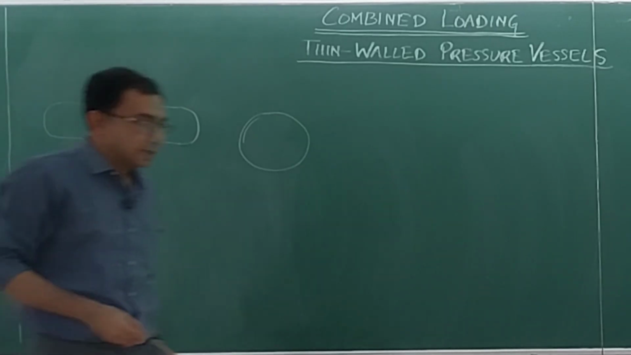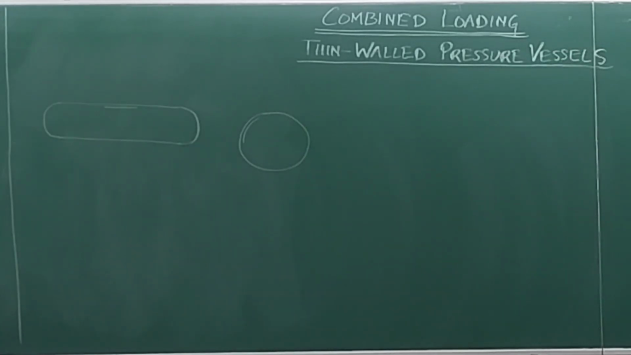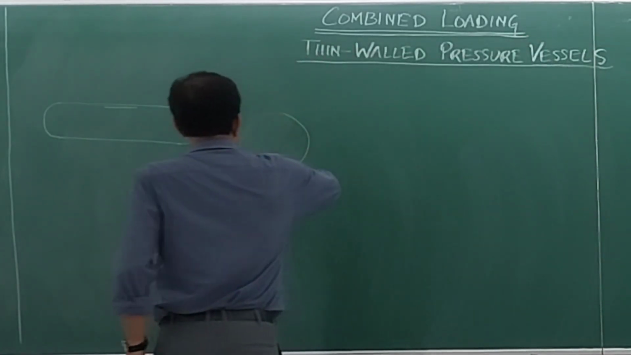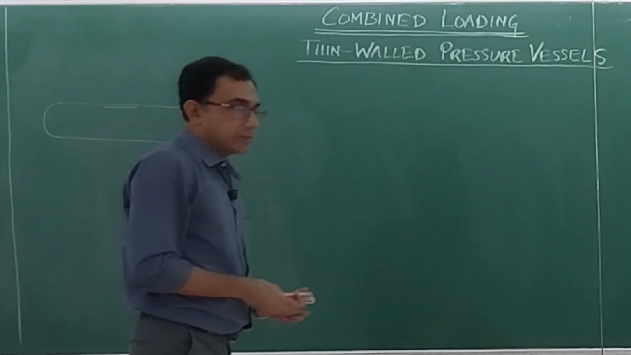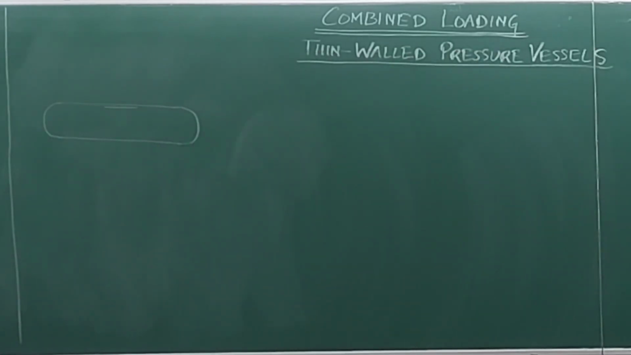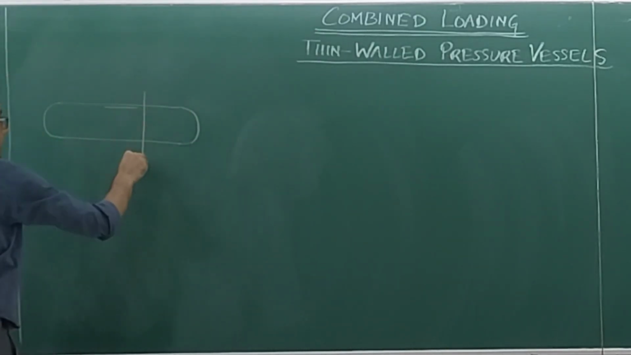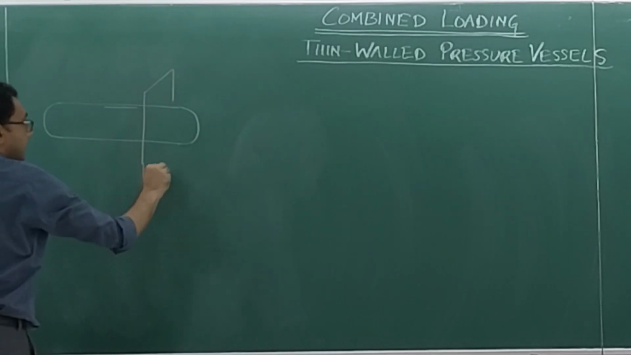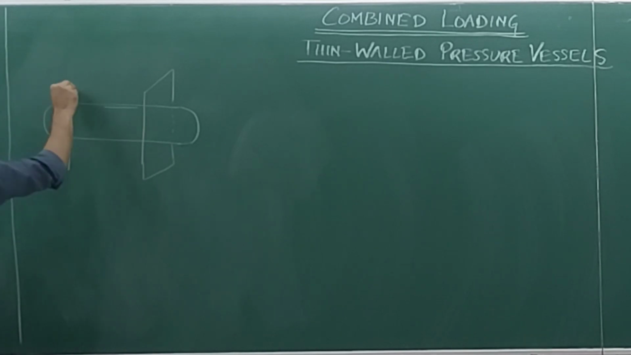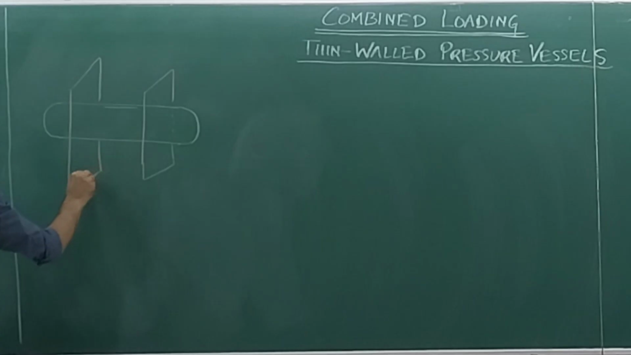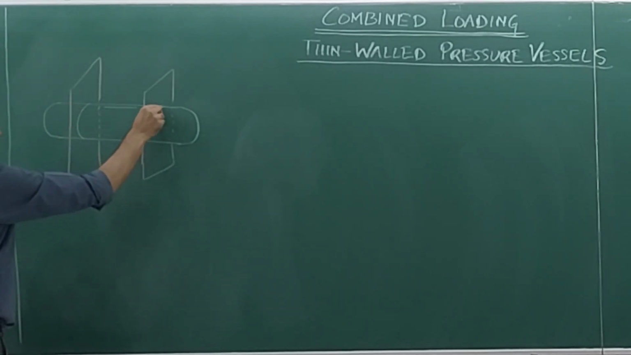So what we'll do is we'll first take the cylindrical pressure vessel case. And for that, what we'll do is we will consider a cutting plane like this, and we'll consider another cutting plane like this. Okay, so you will get out a cut like this, you'll get out a cut like this.